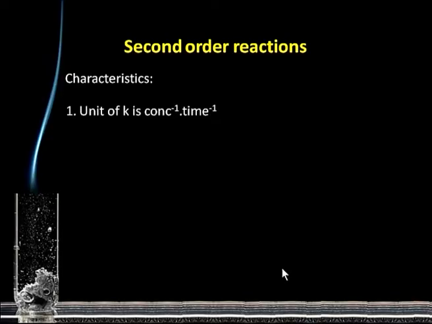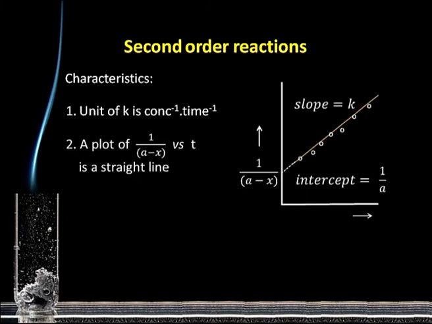What are the characteristics of second order reactions? First is unit of K itself, which is different from that of the first order reaction. A plot of 1 upon (A minus x) versus t is a straight line. This we get after rearranging the equation for rate constant. You can clearly see here 1 upon (A minus x) versus t is linear. From the intercept you can get 1 upon A and the slope gives you the rate constant.